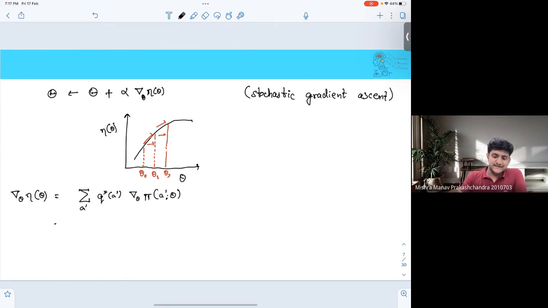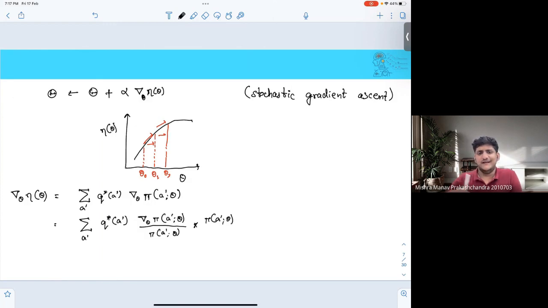So we'll do one simple thing, a small mathematical trick known as importance sampling. I'll take the equation as is, and I multiply and divide by pi of A prime theta. I can do that, right? I can multiply and divide by the same quantity, as long as my pi of A theta is non-zero, not equal to zero. As long as this condition is satisfied, I can always multiply and divide these two parameters.